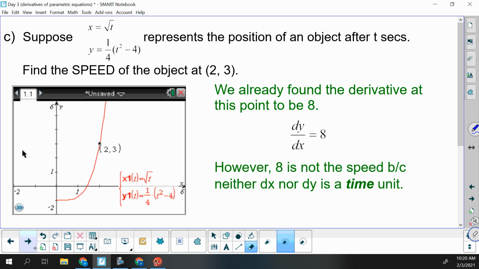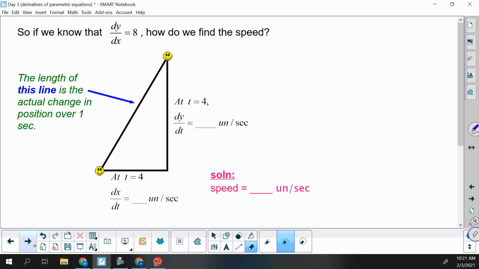However, 8 is not a speed because there's no time unit in it. The y and the x were both positions. So that's representing the change in the y's position as there's the change in the x's position. There's no time in there at all. So if we flip to the next page, if we know dy over dx is 8, what can we do to find the speed?